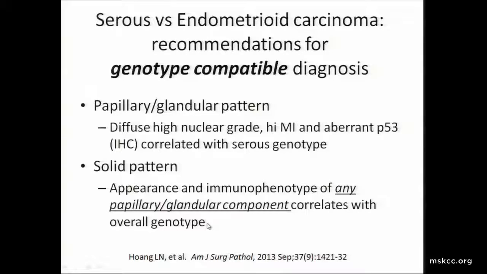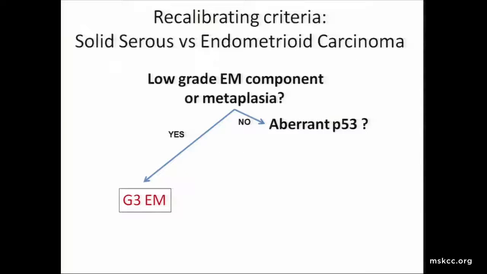But what we learned from this study when we performed the genotype-phenotype correlations was that one could make a confident diagnosis of grade 3 endometrioid carcinoma when a low-grade endometrioid component was present, or the types of metaplasia usually seen in endometrioid carcinoma was present, which leads us to the beginning of this kind of algorithm for working up cases. If you have a tumor for which the differential diagnosis is solid serous carcinoma or endometrioid carcinoma, we search carefully for a low-grade endometrioid component or metaplasia. If present, we assign that to the grade 3 endometrioid category.